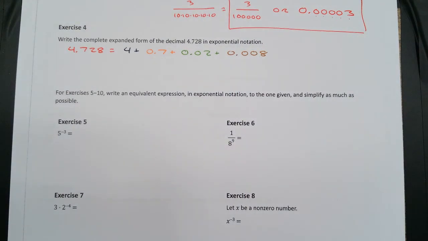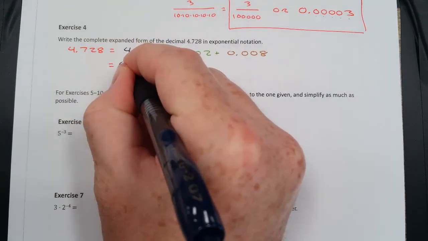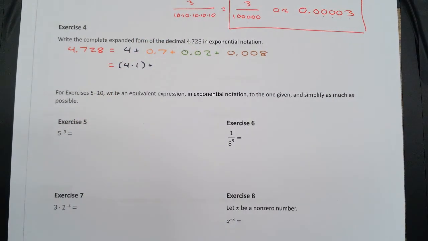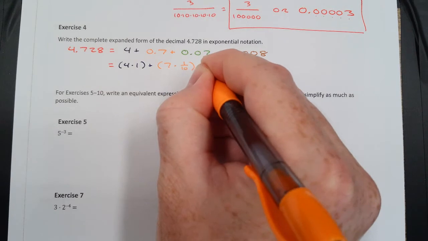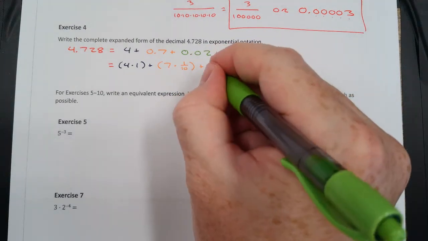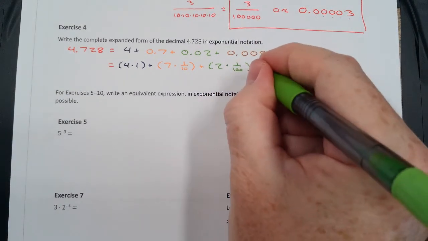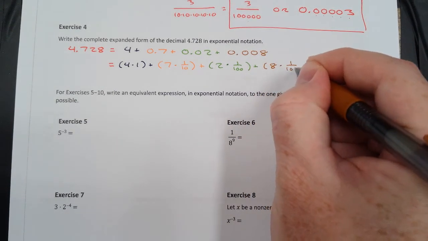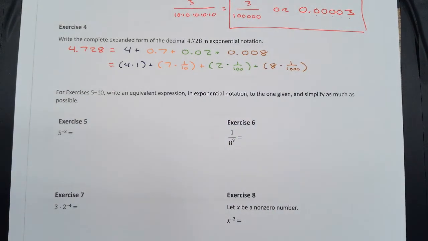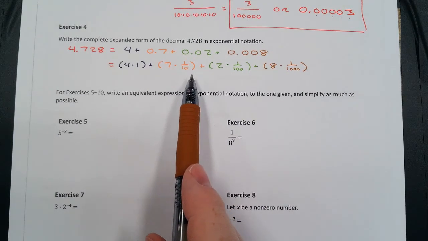Now this is where knowing your place value is super handy. So let's stretch this out into multiplication with place values. 4 is in the ones place, so that's just 4 times 1. 7 is in the tenths place, so that is 7 times 1/10. 2 is in the hundredths place, so that is 2 times 1/100, plus 8 in the thousandths place, which is 8 times 1/1,000. Now that is expanded notation in fraction form, but we wanted exponential form.